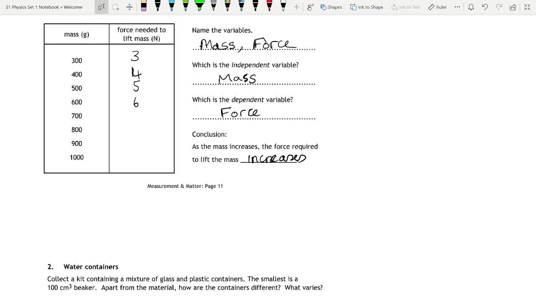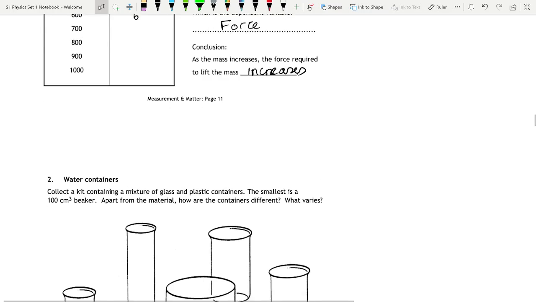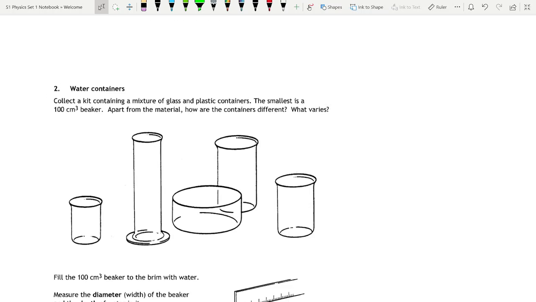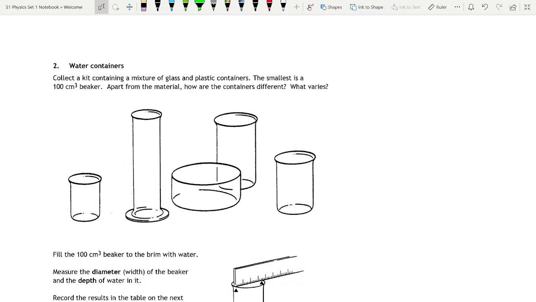Okay. So, next one is water containers. Now, you don't need to collect it, so you're quite lucky. I've given you 4 different water containers that are on your desk, and they're all different sizes and shapes. Okay? It says 5 in the experiment, but we're only going to use 4.